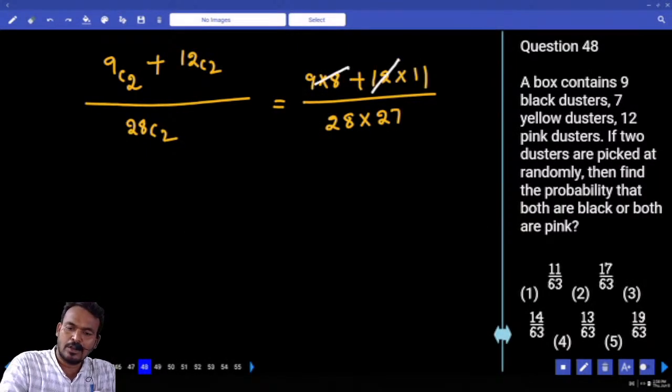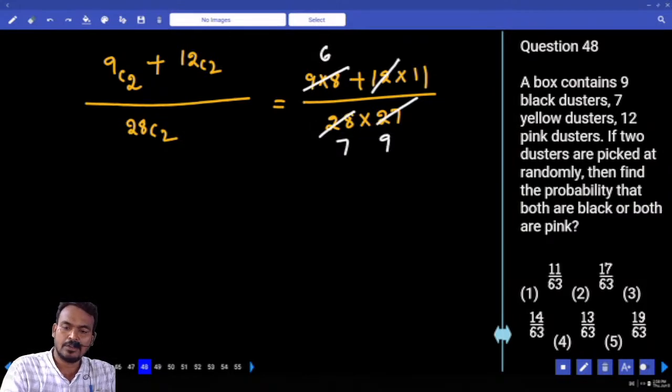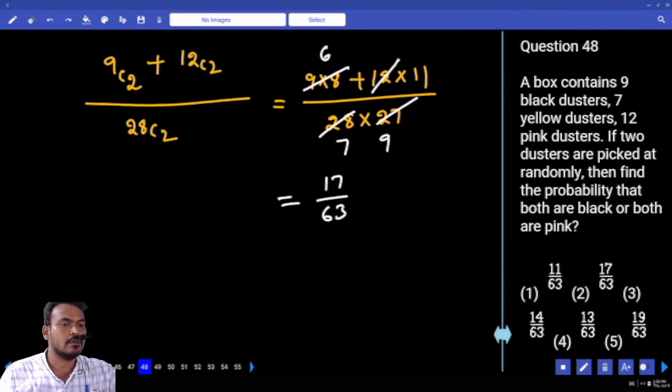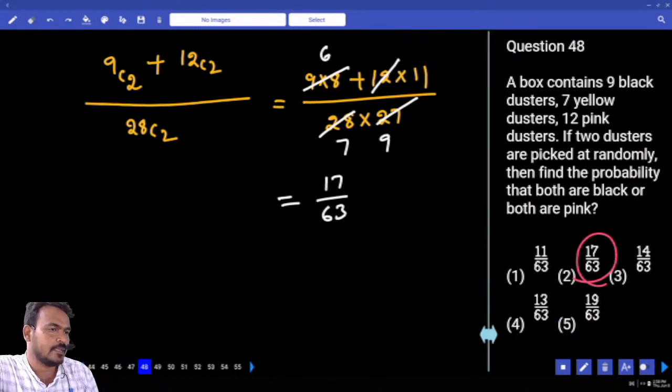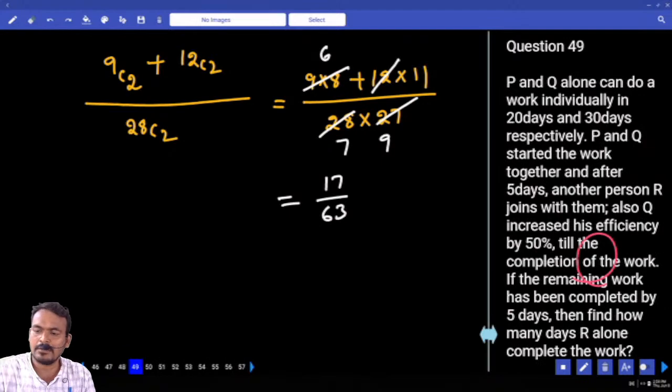12 ones are 12, how many times? 6 times. 4 7 times, 3 9 times. And numerator 17, denominator 63. What is the answer? 17 by 63. 9 8s are 72, or not? Divide by 12, we are getting 6 times, or not? 28 means 4 how many times? 7 times. 27, 3 how many times? 9 times, or not? Next question number 49.